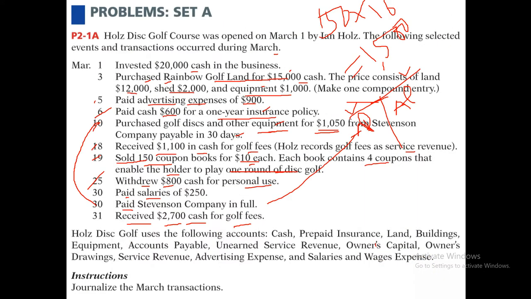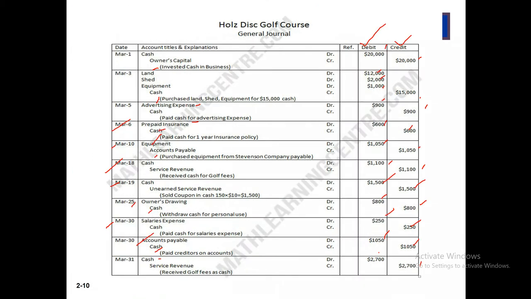According to the question, Whole Disc Golf uses the following accounts. These are the account heads: cash, prepaid insurance, land, building, equipment, accounts payable, unearned service revenue, owner's capital, owner's drawings, service revenue, advertising expense, and salaries and wages expense. So the instruction was to analyze the March transactions. Already we have done these transactions. This is the general journal of Whole Disc Golf Course.